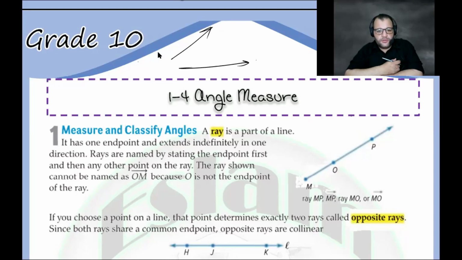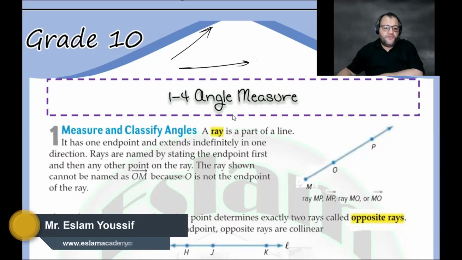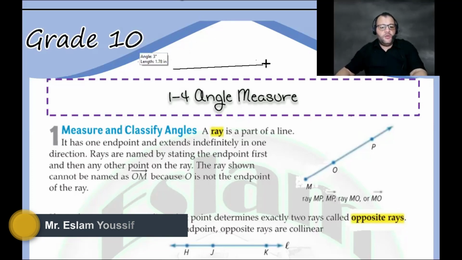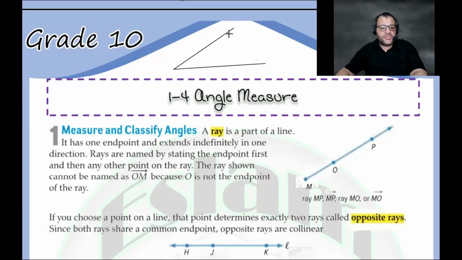We have a vertex in common. So we can define the angle as two rays with the same starting point. So that's the first ray, and that's the second ray, and this one is the starting point, or vertex.